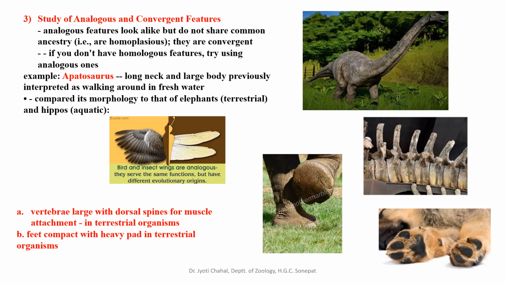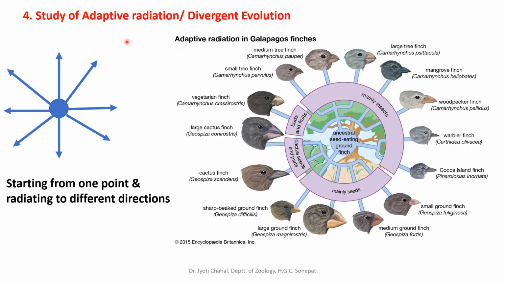Okay, the next is the fourth point, that is the study of adaptive radiations or divergent evolution. And what is adaptive radiation, divergent evolution? As the name suggests, divergent, that will diverge from a point. So that is a point, and there is diversification in every single possible direction. So this is divergent evolution, starting from one point and radiating in different directions. That's why this is also termed adaptive radiation. Radiations like solar radiation, that is the sun, and radiations are emitting in different directions. And adaptive, these are radiations for adaptation, different kinds of adaptations.